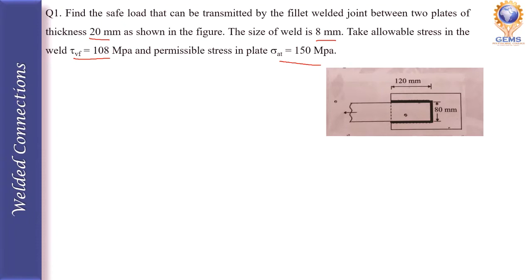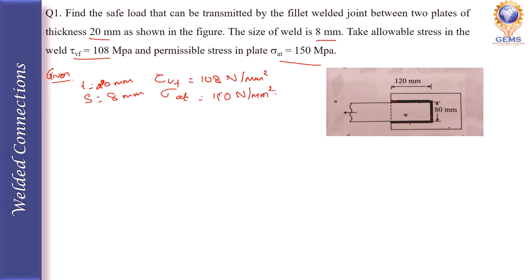So this is the diagram for the question. See here, three sides are welded: 1, 2, 3 sides are welded. So what is given? First, thickness is 20 mm, size is 8 mm, and tau Vf is equal to 108 Newton per mm square, and sigma At is equal to 150 Newton per mm square. Solution.